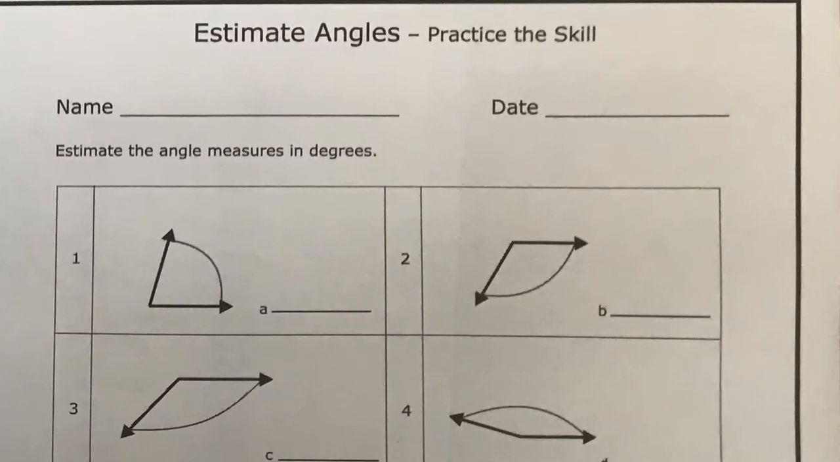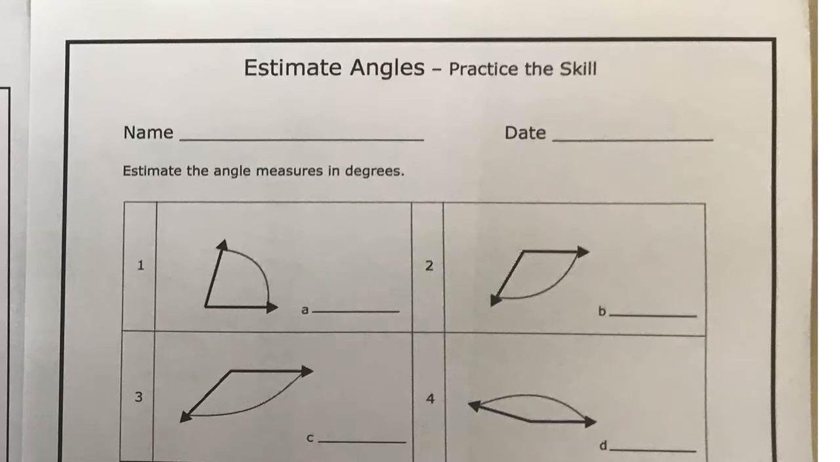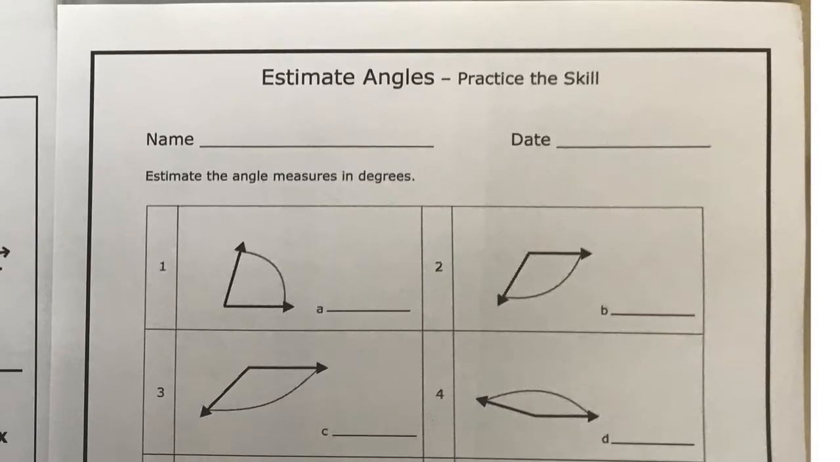Now over here, we're going to do estimating angles. So again, we did this in class today. You just have to know what different angles look like. So I'd say this one here is kind of close to 90 degrees, right? It's definitely more than 45 degrees, which would be right there. So, I don't know, maybe 75 degrees or something like that.